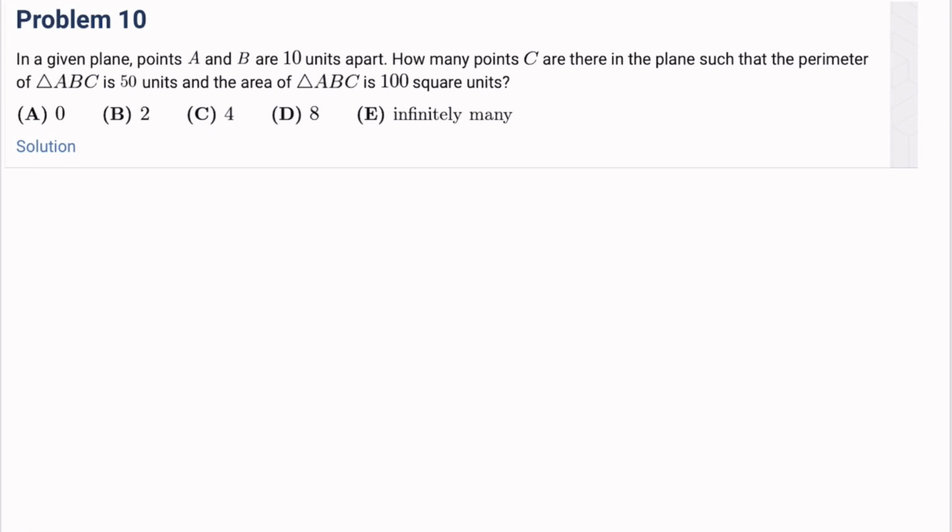Number 10, in a given plane, points A and B are 10 units apart. How many points C are there in the plane such that the perimeter of triangle ABC is 50 units and the area of triangle ABC is 100 square units? Okay, so let's say that points A and B are these points, and they are 10 units apart.